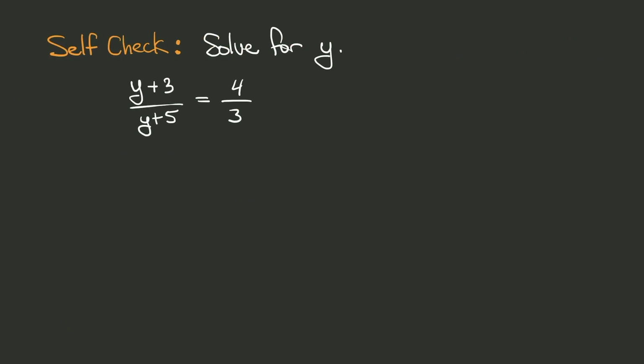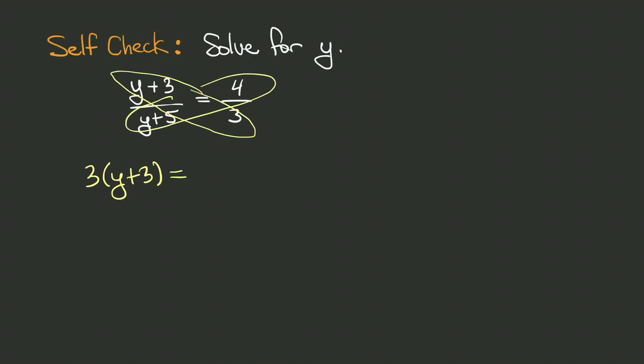Let's check for understanding. Work this one out on your own and then come back and check your answer. Since we have y showing up in the denominator, we'll use cross multiplication. So first, we'll take the numerator of the left-hand side and the denominator of the right-hand side and multiply those together. That's going to give us 3 times (y plus 3). And then we're going to take the denominator of the left-hand side and the numerator of the right-hand side. That will give us 4 times (y plus 5).